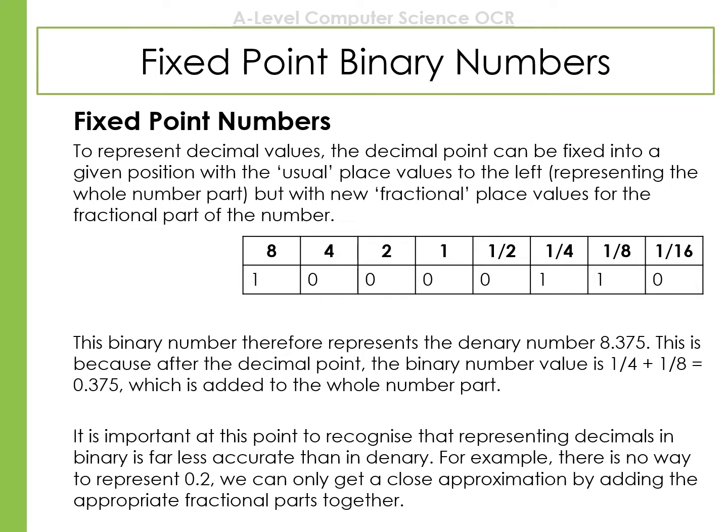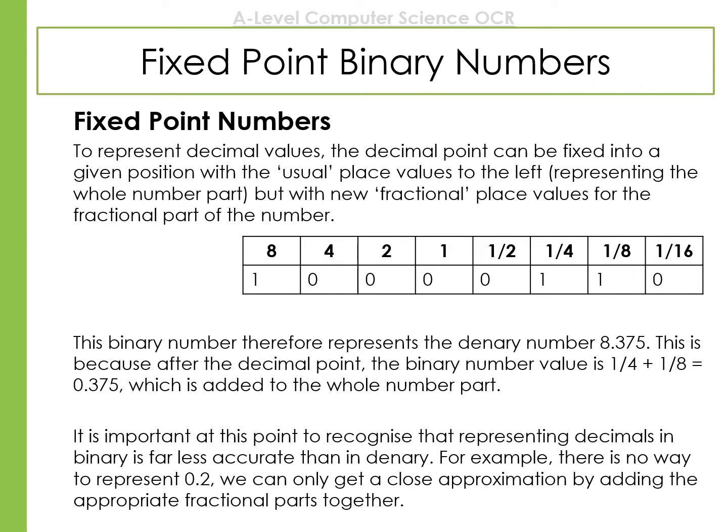What we do is we have the usual place values to the left, so our 1, 2, 4, 8, with new fractional places to the right. We have half, quarter, eighth and 16th. Notice how these are the same binary sequence numbers, 2, 4, 8, 16.